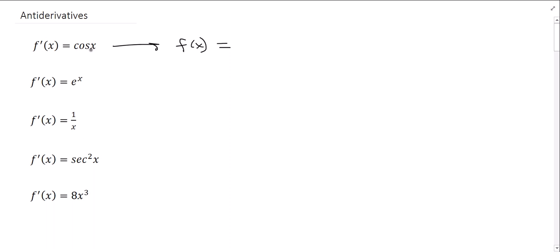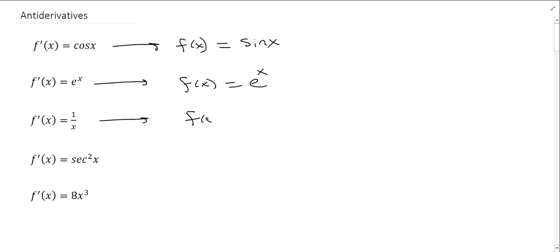And so essentially you have to think backwards, right? What function gives you a derivative of cosine x? That would be sine x, right? The derivative of sine is cosine. What function gives you a derivative of e to the x? That would be e to the x, right? When you check it, the derivative of e to the x is e to the x.